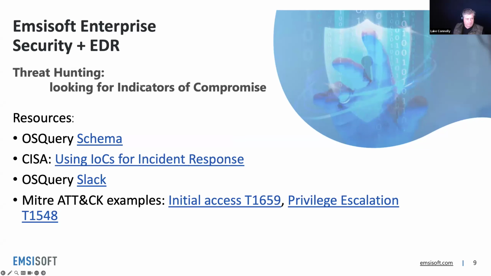Next one, I put threat hunting next. Great. So let's take a quick look at that. Our threat hunting implementation, the page is only activated for enterprise users. It uses an open source framework called OS Query, and I've included a link to the OS Query schema page. I've also included a link to the Cybersecurity and Infrastructure Security Agency in the United States. They have a document on using indicators of compromise for incident response. This is just background material for you.